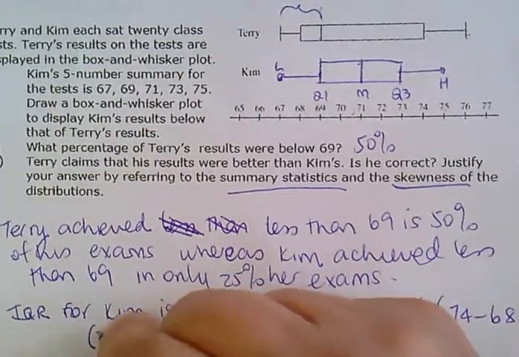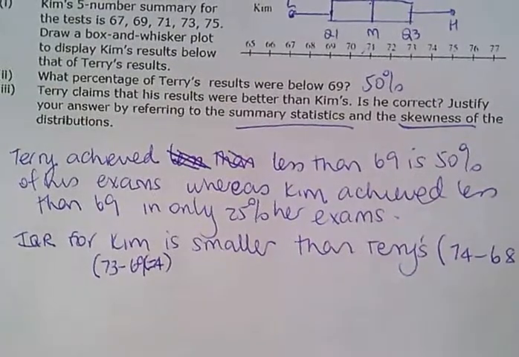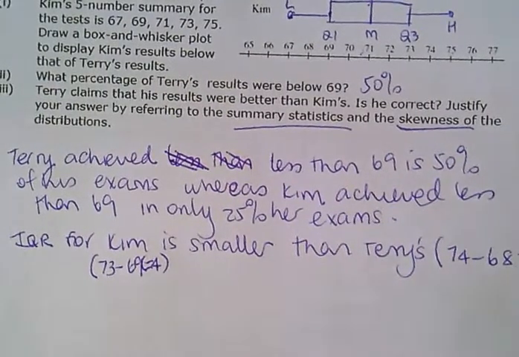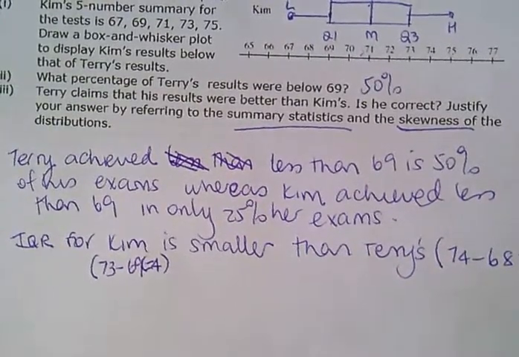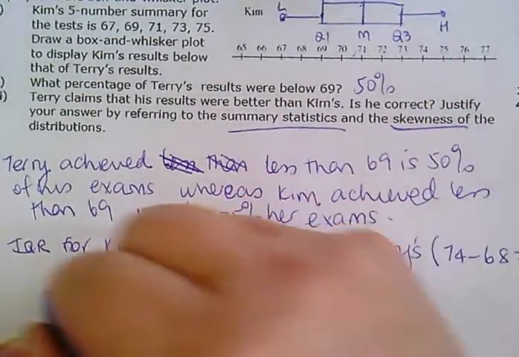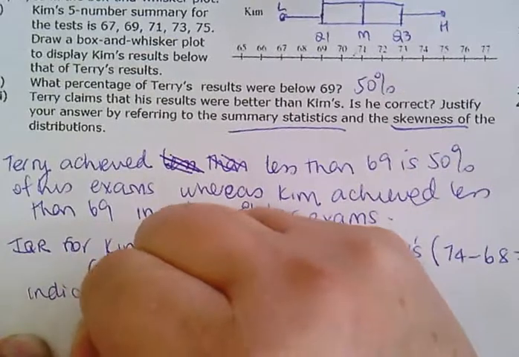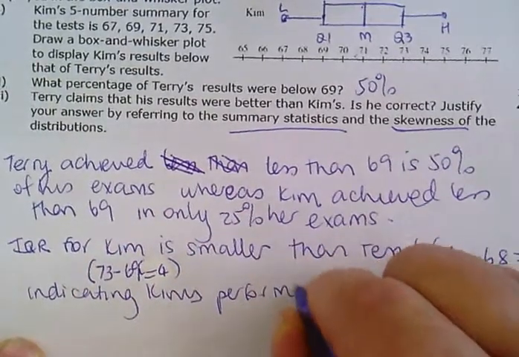So you can actually put the working out: 73 minus 69 equals 4. So the interquartile range for Kim, which is 4, is smaller than the interquartile range for Terry, which is 6, indicating Kim's performance is more consistent.